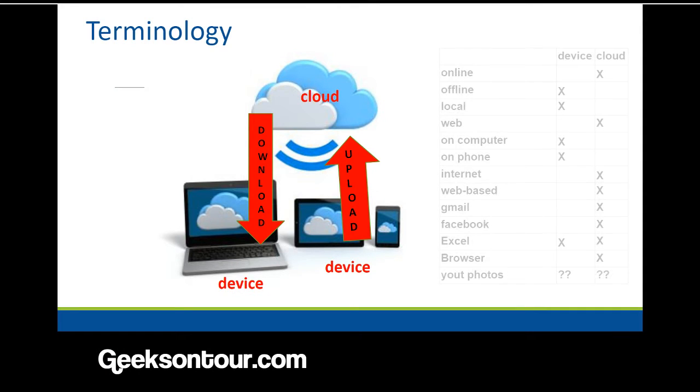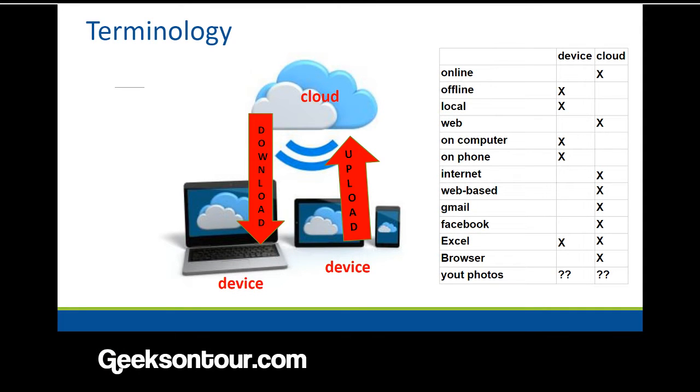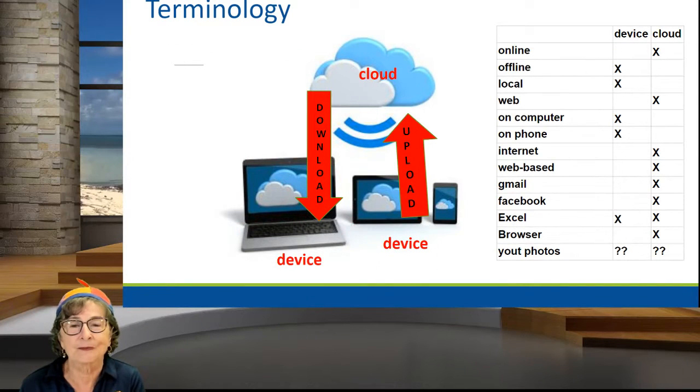A little bit more terminology. So the cloud, you upload from device to cloud. You download from cloud to device. So these are just words, but I want you to know how at least we're using the words. Does it have to do with being on the device, or does it have to do with being in the cloud? Online means it's in the cloud.